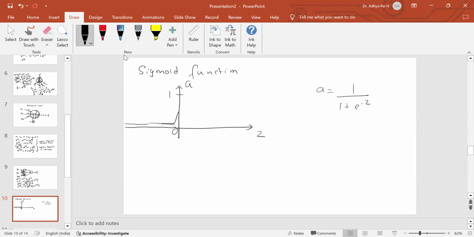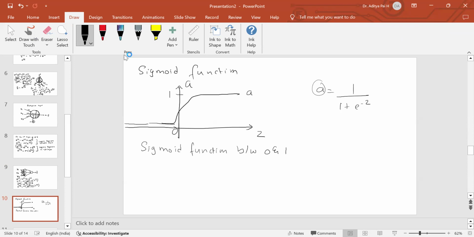So you can say that the moment my z is positive, it will be tending towards 1. This is a negative value, and once it is positive, the output will be tending towards 1. So the sigmoid function is always between 0 and 1. The a that you get should be between 0 and 1.